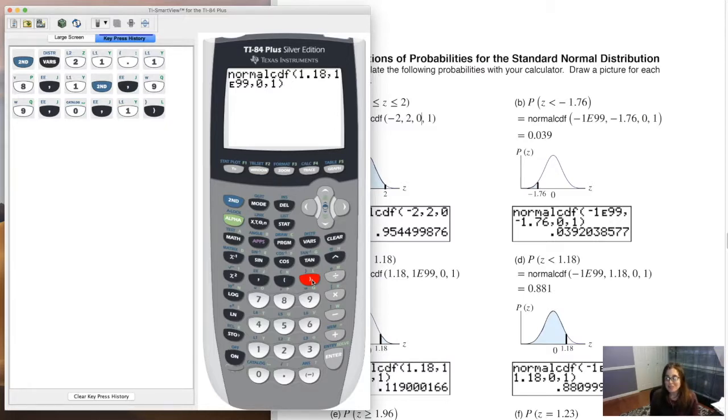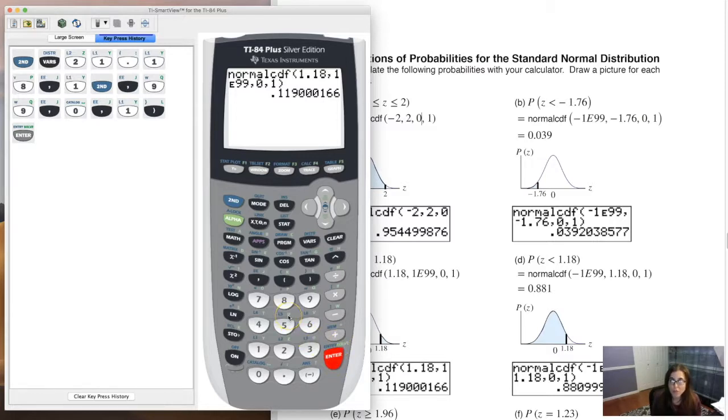So we've got normal CDF, 1.18, 1E99, 0, 1. Low, high, mean, standard deviation. Always those four things you want to enter. The first two entries come from your z-axis. The last two are your mean and standard deviation, which are always 0 and 1 on the standard normal curve. When I enter that in, I'm looking at about 0.119, which matched pretty close to my guess. I think my guess was about 10%.